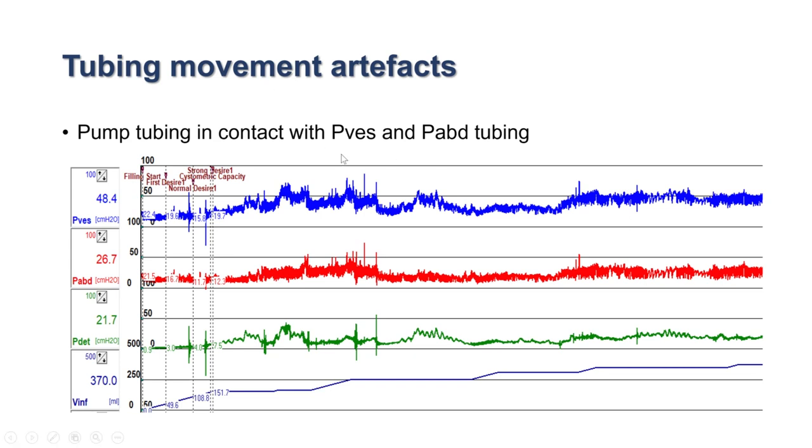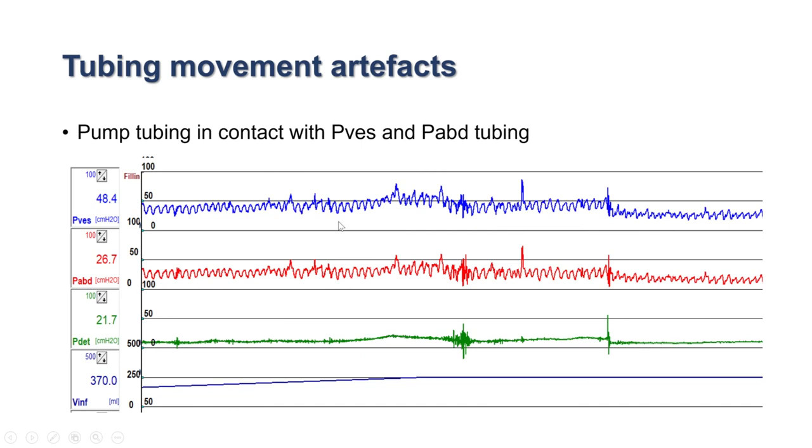Now, pump tubing movement artifacts. This kind of artifact happens when the pump tubing, which carries pulsatile flow, touches the P vesicle and the P abdomen tubing, and they move according to the pump tubing, and this kind of artifact is produced. However, you can see that P detrusor is almost silent.